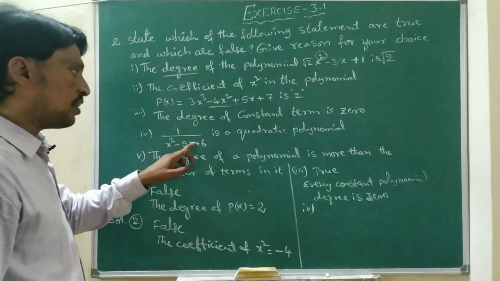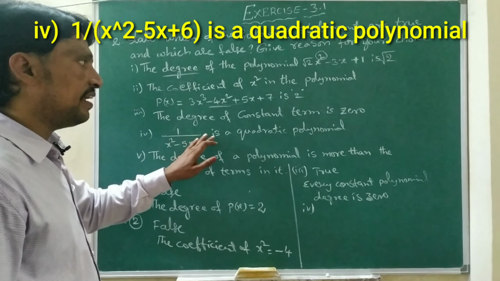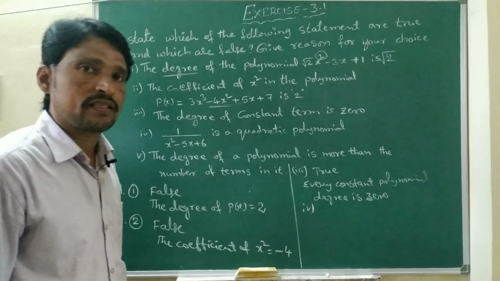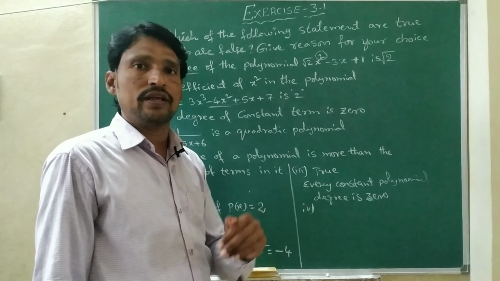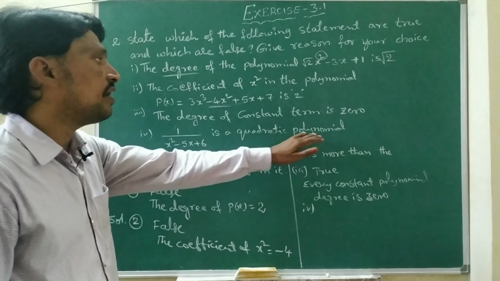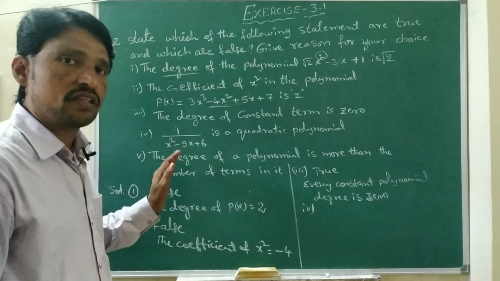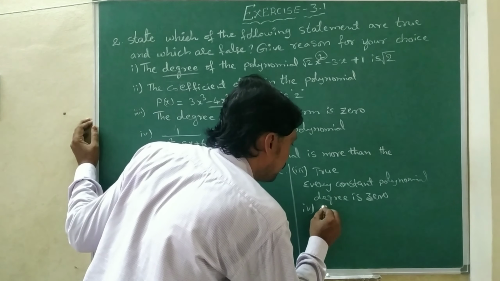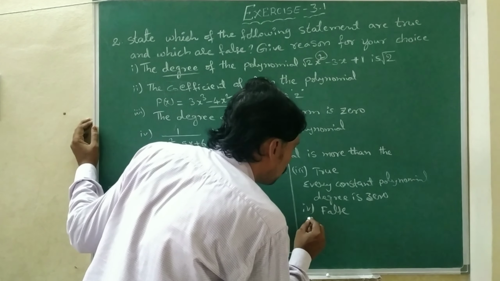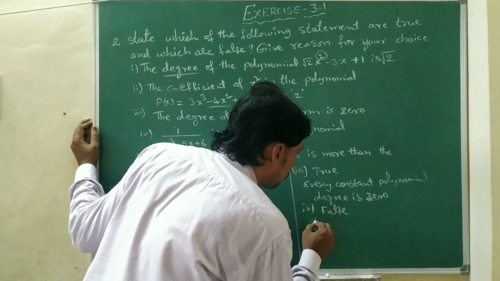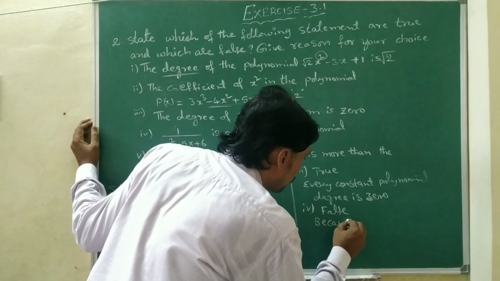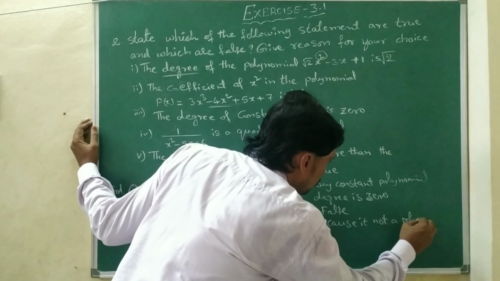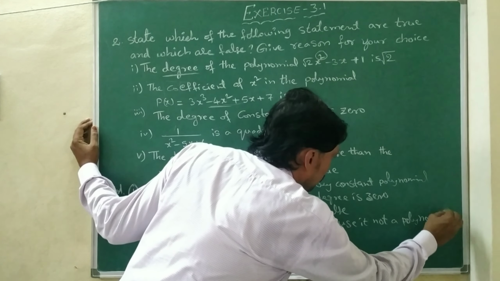Next, fourth one: 1 by x square minus 5x plus 6 is a quadratic polynomial. 1 by something, with the variable in the denominator, means it is not a polynomial. First of all, it is not a polynomial, but here it is given as a quadratic polynomial, means it is also false, because it is not a polynomial.